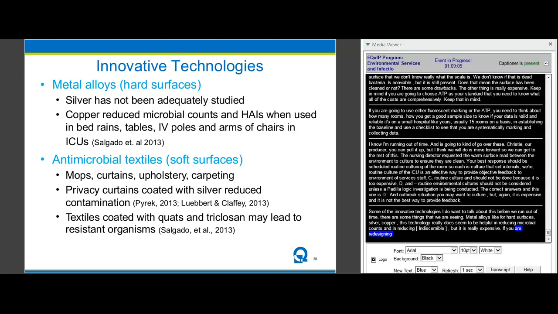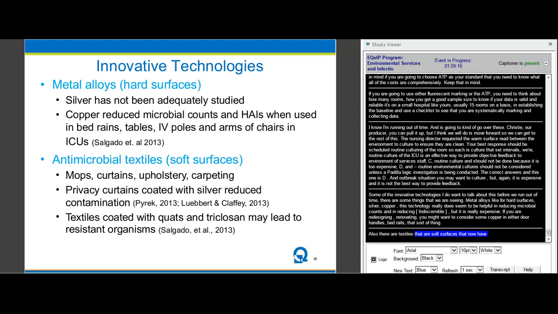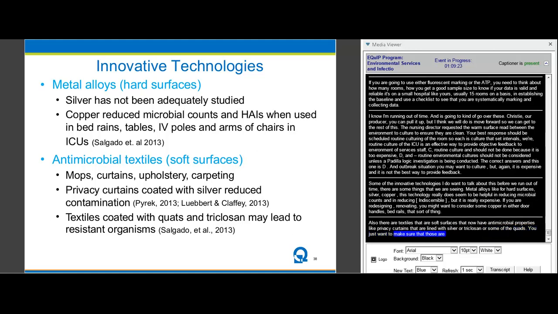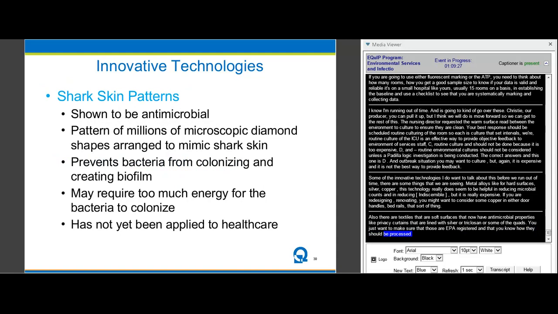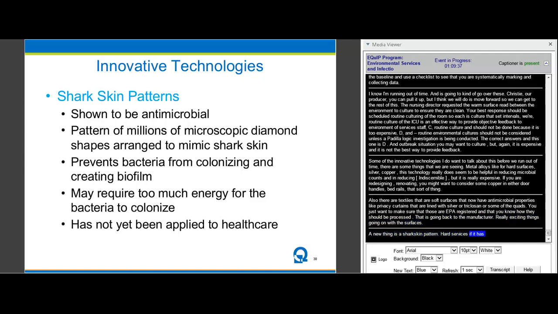Also, there are some textiles, that's the soft surfaces, that now have antimicrobial properties, like the privacy curtains that are lined with silver or triclosan or some of the quats. So you just want to make sure that those are EPA registered and that you know how they should be processed, and that is going back to the manufacturer. So really exciting things going on with these surfaces. A new thing is the shark skin pattern. On the hard surfaces, it has millions of little diamond-shaped patterns. They haven't yet been incorporated into healthcare, but it is an emerging technology that does appear to be antimicrobial.